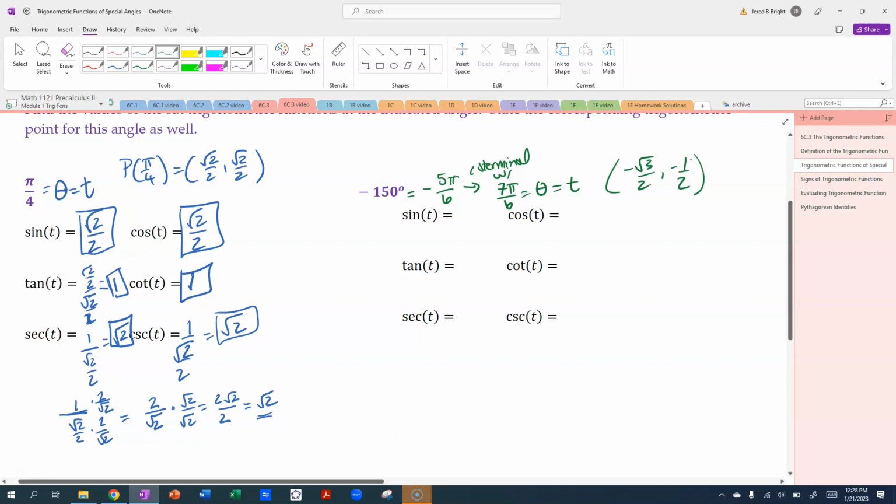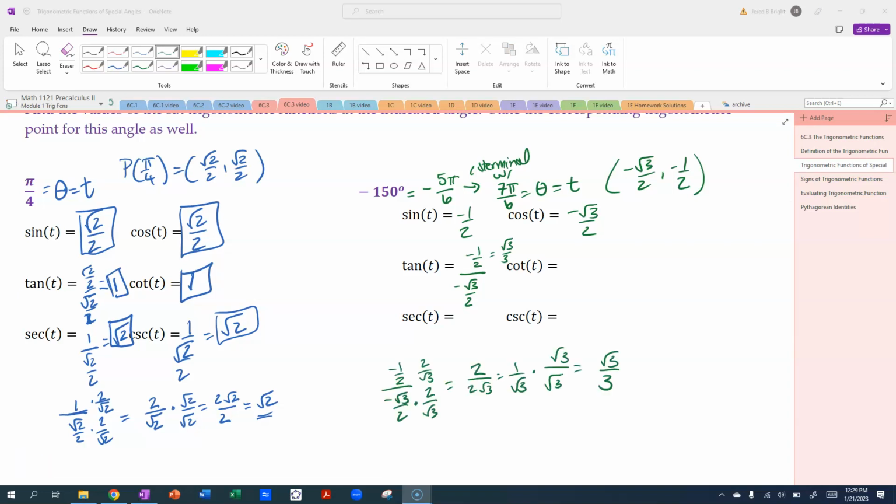Then sine would be the y coordinate, which is negative 1/2. Cosine is the x coordinate, negative square root of 3 over 2. Tangent would be y, negative 1/2, over negative square root of 3 over 2. I need more room, so I'll write down the answer after you rationalize and everything. This ends up being square root of 3 over 3. I'll show the arithmetic for that below. Cotangent would be 3 over square root 3, and now that I have the room, I can rationalize this. Multiply by square root 3 over square root 3, and you get 3 square root 3 over 3, which reduces to square root 3.